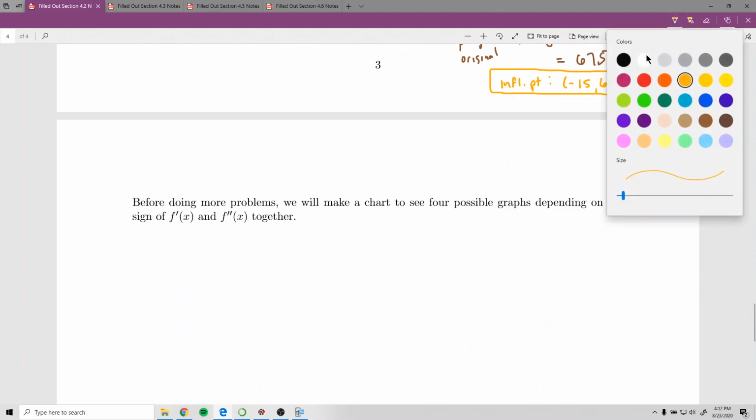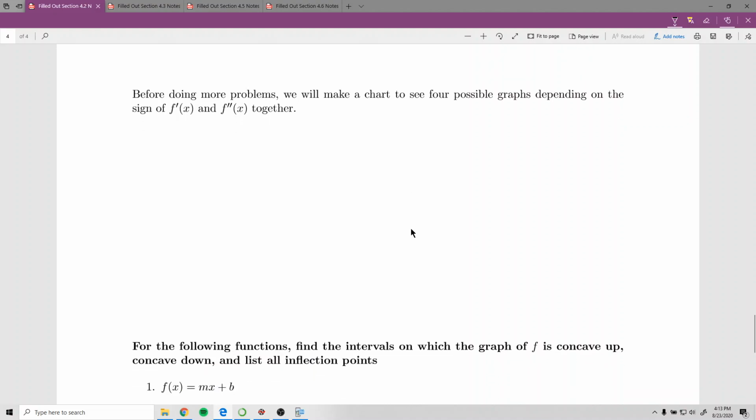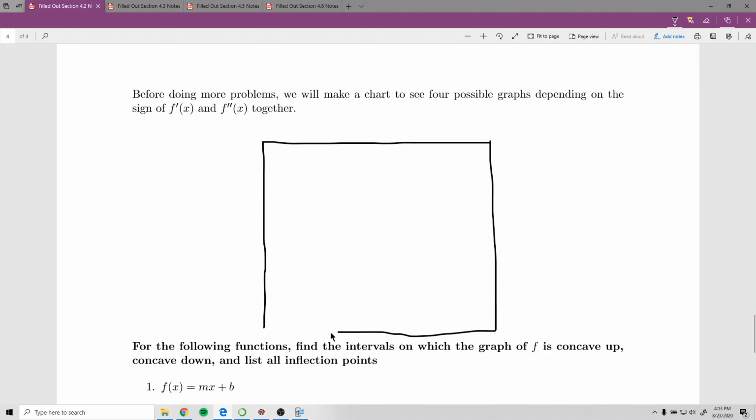Right, but what I really like to do, building from that, is make a little chart, because whether the graph is increasing or decreasing and concave up or down, they don't need to interact at all, as we saw with the y equals x cubed. The concavity changed, but the graph was increasing the whole time. And I just think this is an important picture for everyone to see.